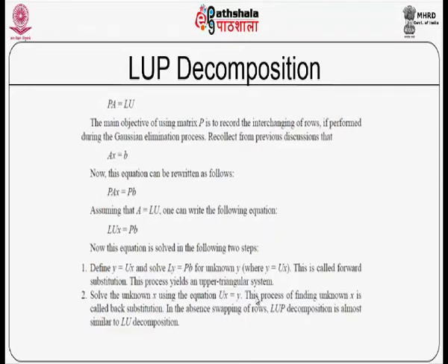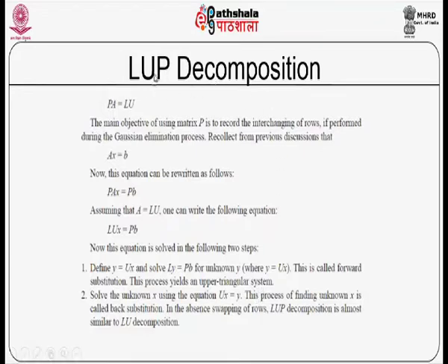LUP decomposition is a slightly advanced algorithm of LU. Suppose, as I said earlier in the last module, one of the elements happens to be 0 or a very small element, then in the elementary operation, if you substitute that, we will get larger integers. In that case, we may have problems. So, we may have to swap the equations to apply the Gaussian procedure. So, in LUP, that is also added as a matrix operation.